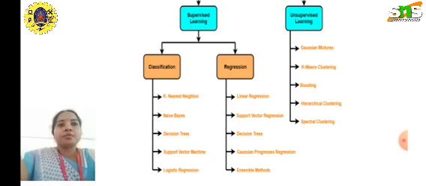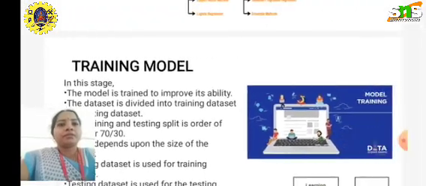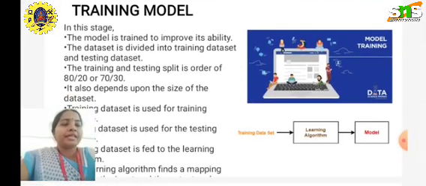Whereas in unsupervised learning, we can see Gaussian mixtures, k-means clustering, boosting, hierarchical clustering, spectral clustering, etc. So, training the model. The model is trained to improve its ability. For each and every instance, we have to train a model because the model is going to think like a human, so that it can take a decision on its own, right? So the model is to be trained to improve its ability.